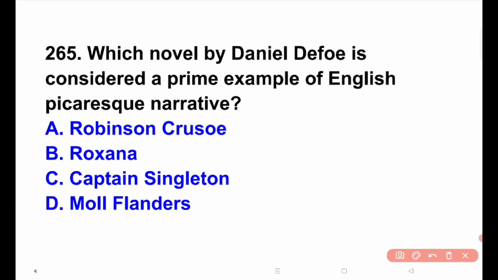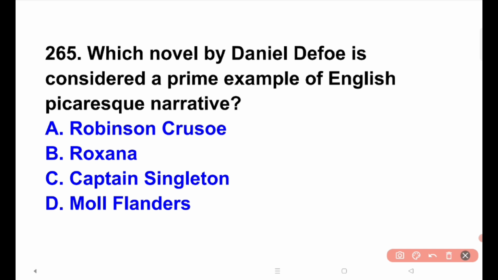Which novel by Daniel Defoe is considered a prime example of English picaresque narrative? Option D, Moll Flanders. It chronicles the episodic adventures of a lower class woman surviving by cunning. Robinson Crusoe is more of a castaway adventure. Roxana and Captain Singleton are related but less prototypical.